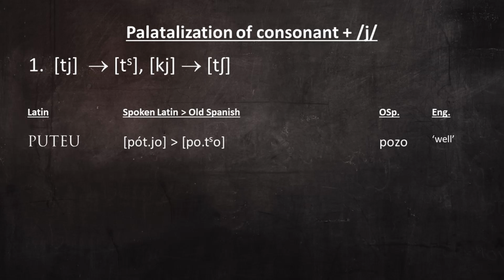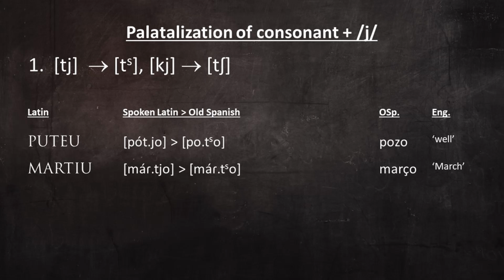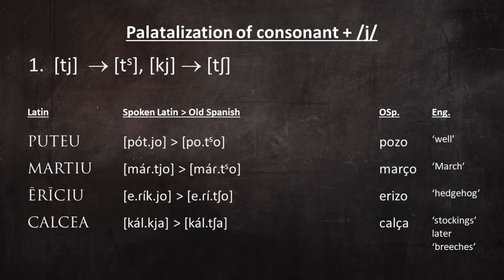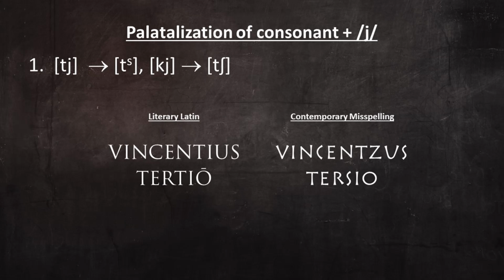So this word would have been pronounced something like potio in spoken Latin, and in the transition to Old Spanish would have become pozzo. And this word would have been pronounced martio in spoken Latin, and become marzo in Old Spanish. Similarly, this word would have been something like ericio, and become ericho. And this word would have been calcia, and become calcia. And again, contemporary misspellings of Latin words attest to these sound changes.